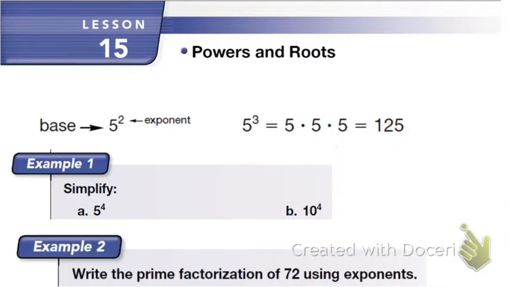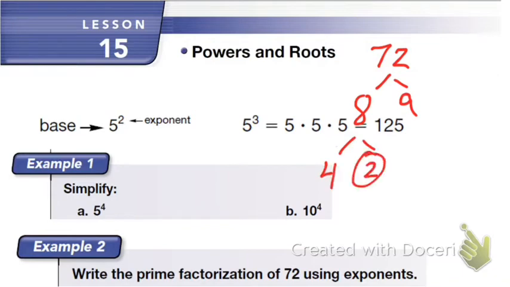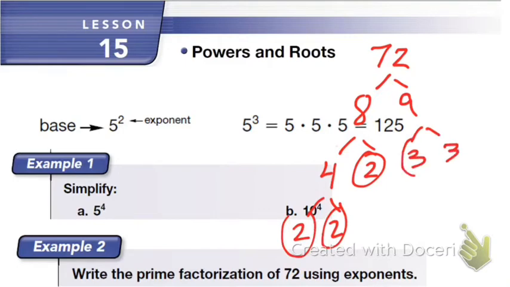Okay, example 2 says write the prime factorization of 72 using exponents. So I'm going to use a factor tree. 72, we can multiply 8 times 9 to get 72. 8 is 4 times 2. 2 is a prime number. 4 is 2 times 2. And 9 is 3 times 3.